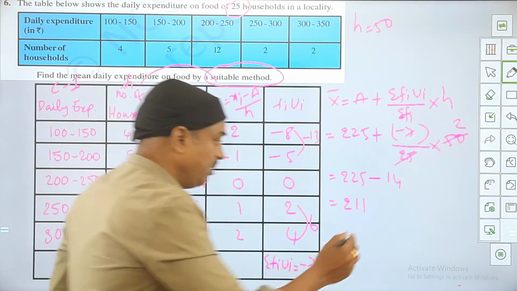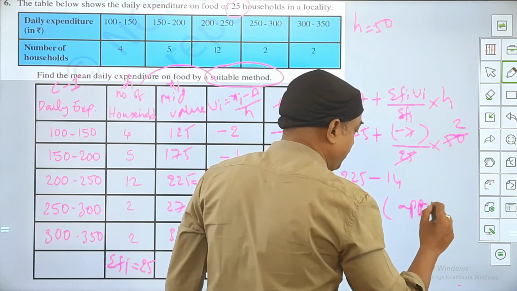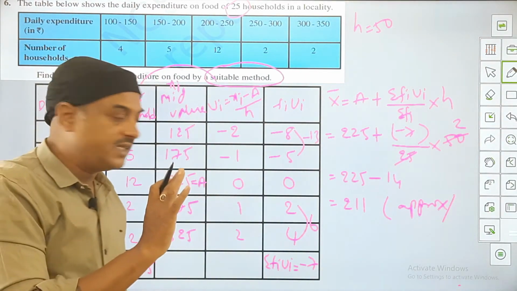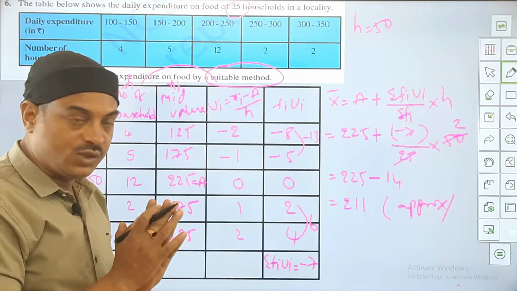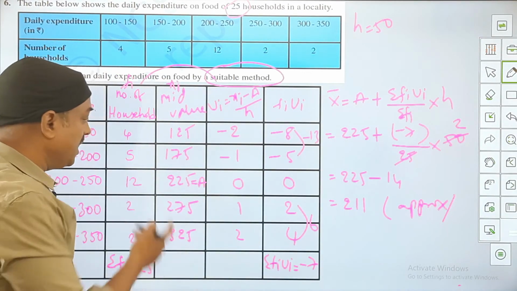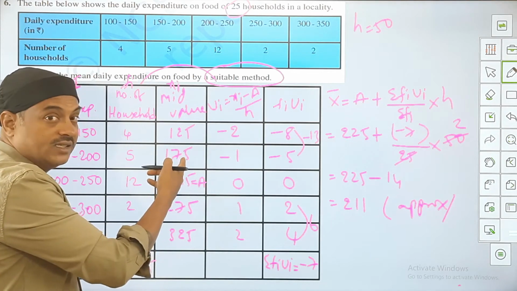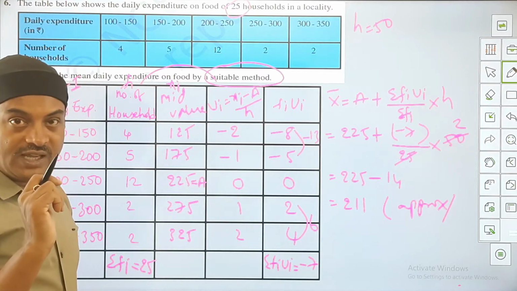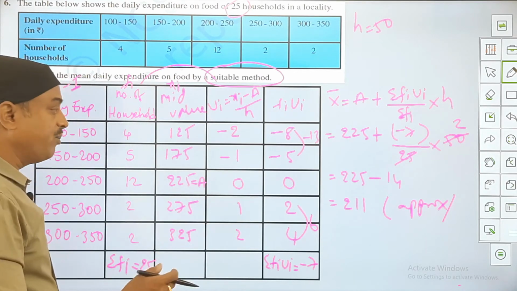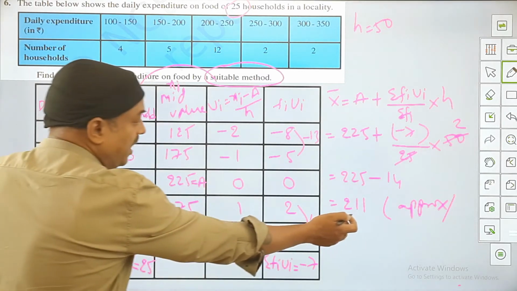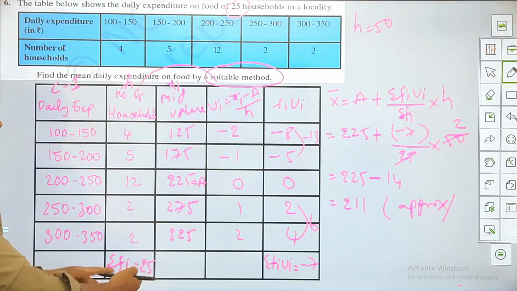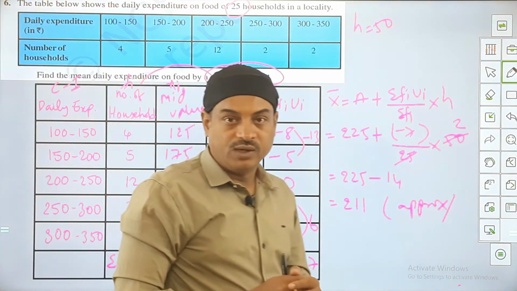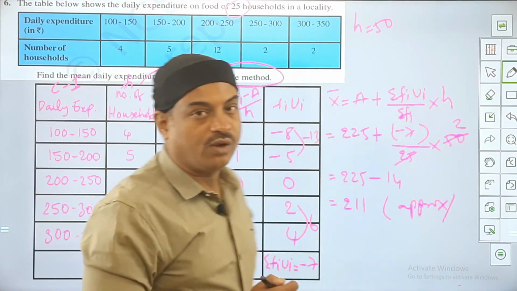my final answer, but still I put it as an approximate value here. Remember, every time whenever you are writing, give an approximate as the last final thing, because these are not actual values. I told you the reason behind this. A can be taken as here, A can be taken as here, A can be taken as here. A fraction of value difference can come because of that A position. So based on that, I got this approximate value, and let us cross check. 211 is the average for 25 households, which falls between maximum and minimum. So my answer is absolutely right. Okay, so let us go for the next question, all of you.